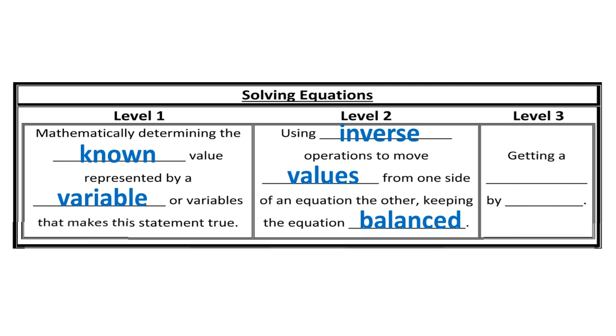At its simplest, solving an equation is getting a variable by itself. We use our inverse operations to get the variable by itself. That variable represents the known value of an unknown variable that makes the statement true. So level 3 is the simplest way to describe it, but it covers all of our bases.